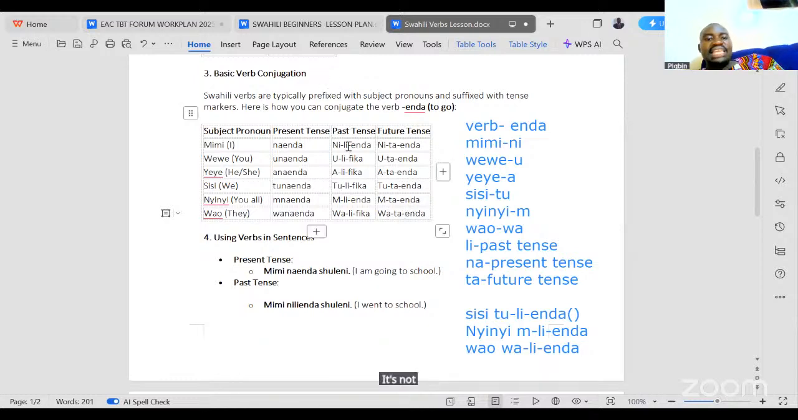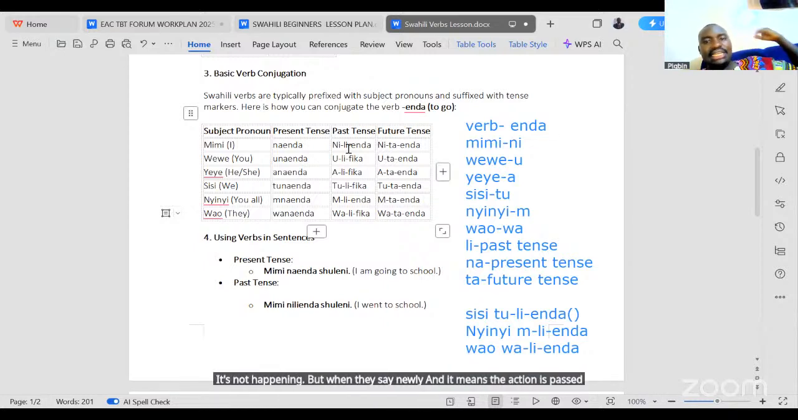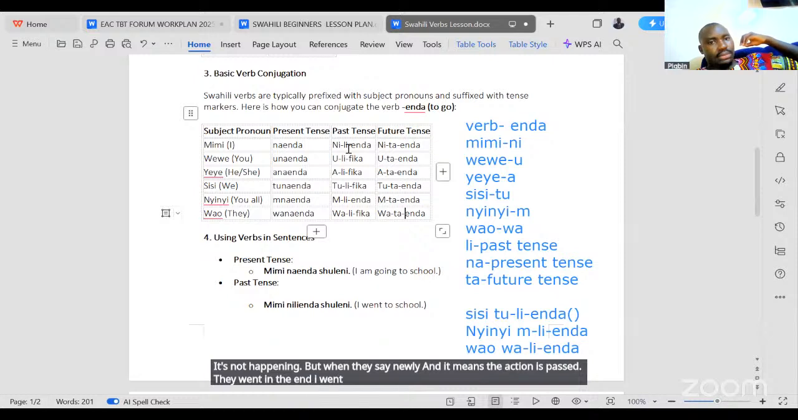But when they say nilienda, it means the action is past. They went. Nilienda, I went. I will go, which is nitaenda, the future tense. I went is nilienda. So the li represents the past.